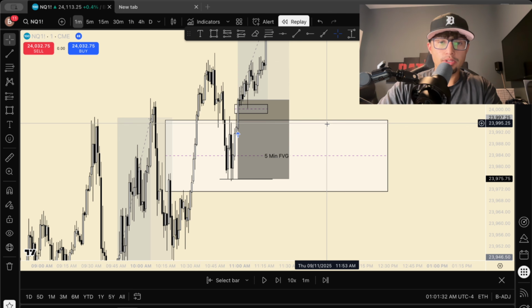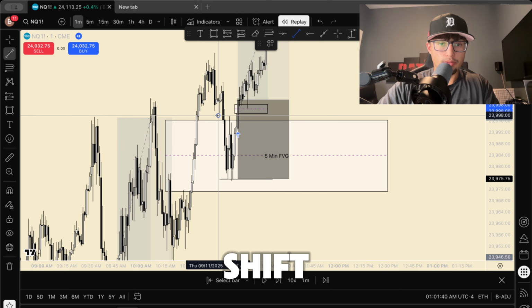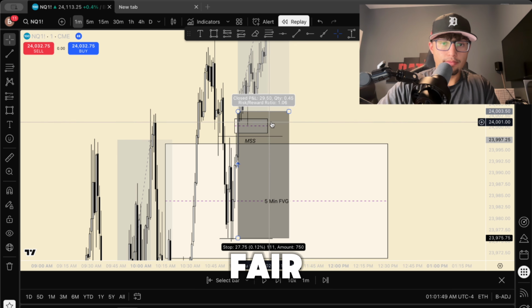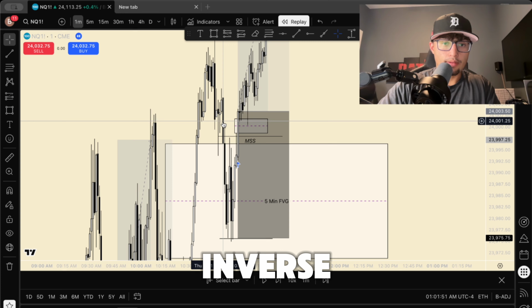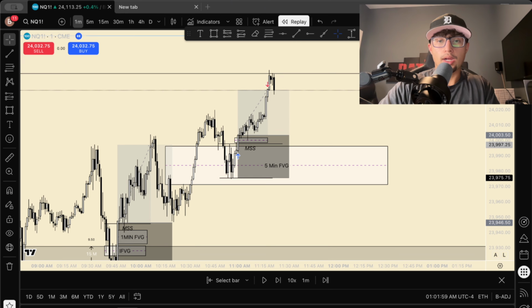We had a 5-minute retracement, confluence 1. We had a liquidity sweep. We had a market structure shift right here, MSS. We had a fair value gap. We had a retracement to the fair value gap. We had an inverse fair value gap. You ride that junker, well, 1-to-1, because we are already super high on price.